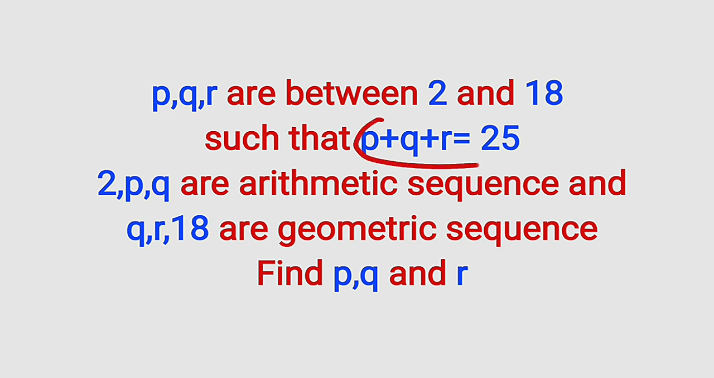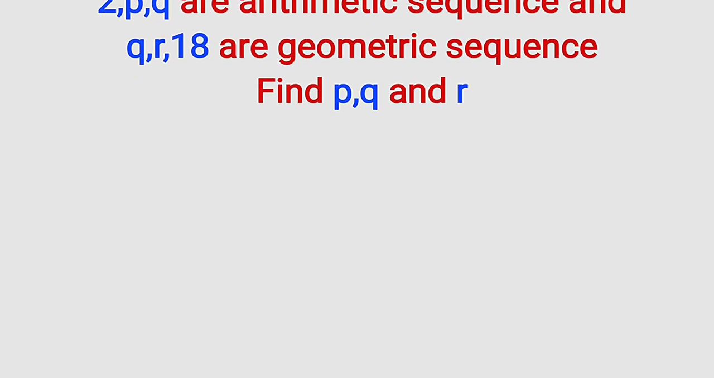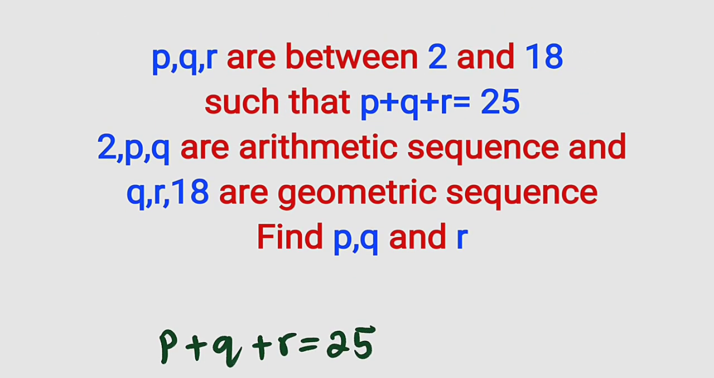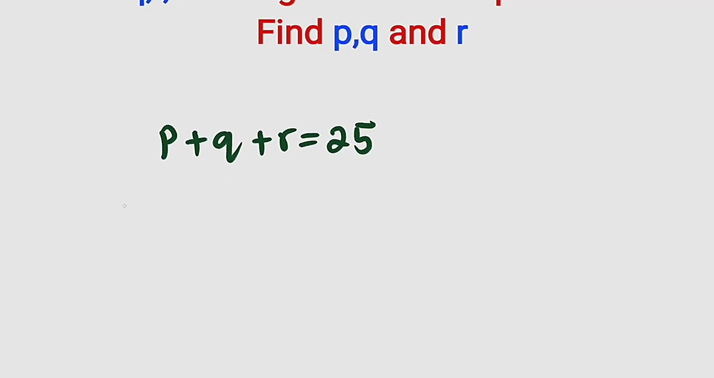First of all, let me bring this equation down. We have that P plus Q plus R equals 25. And according to the question, this is an arithmetic progression sequence. You know that in an arithmetic progression, we have a constant common difference. Therefore, this minus this must be equal to this minus this. So let us form another equation: P minus 2 is equal to Q minus P.